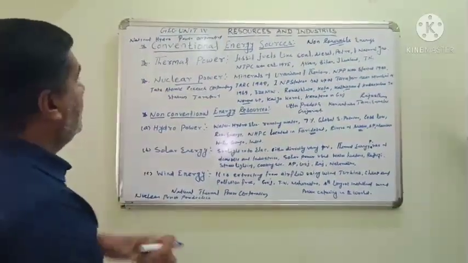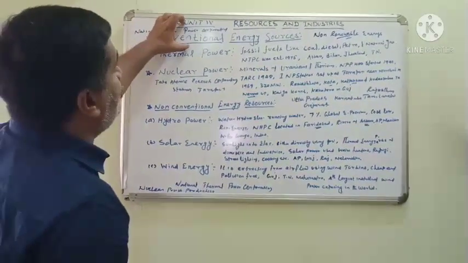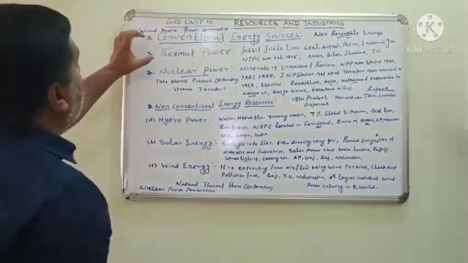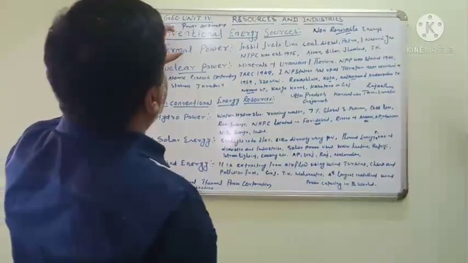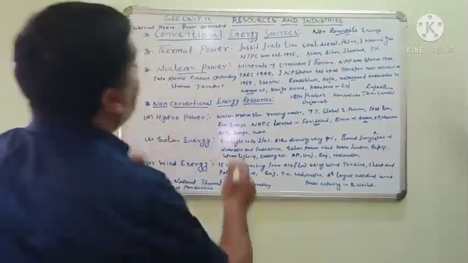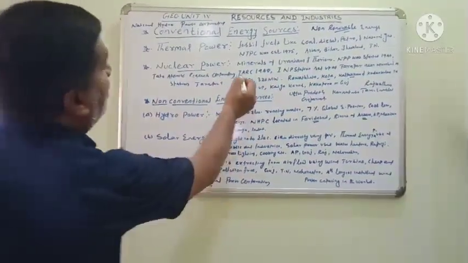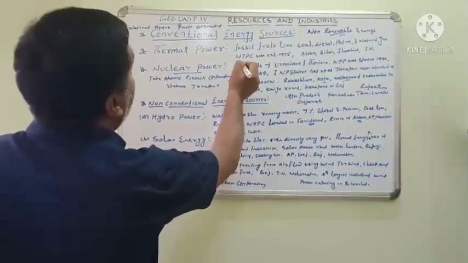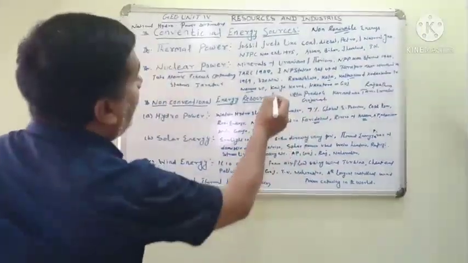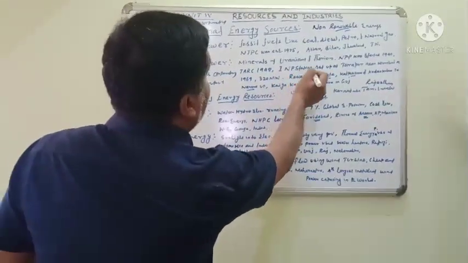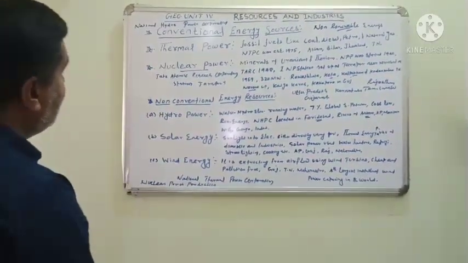Noted. Listen here carefully, students. First I explained conventional energy. Conventional energy is known as non-renewable energy and contains thermal power and nuclear power. I explained the thermal power stations, the Tata Atomic Research Corporation and the National Thermal Power Corporation. The first nuclear power station was established in Tarapur near Mumbai in 1969.